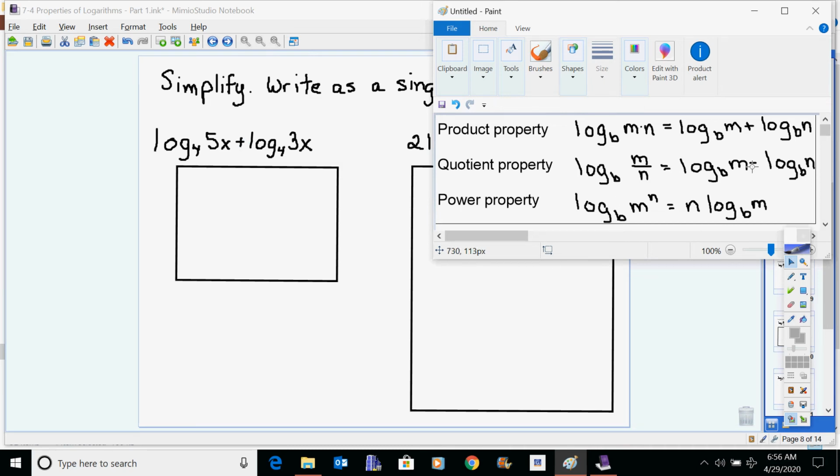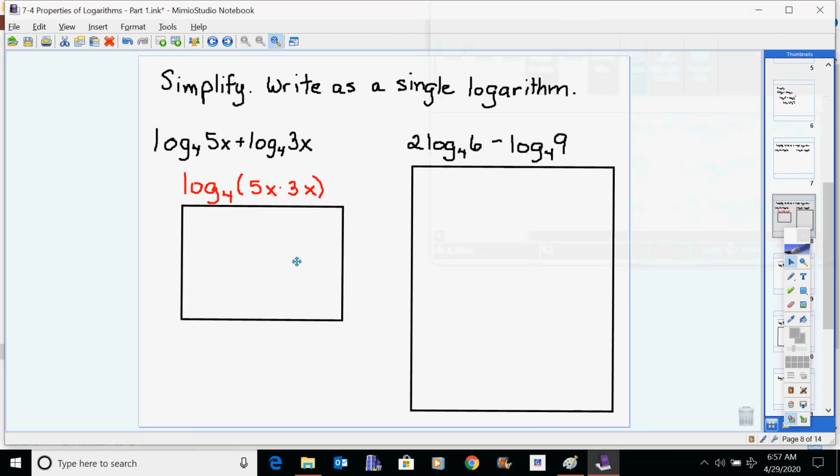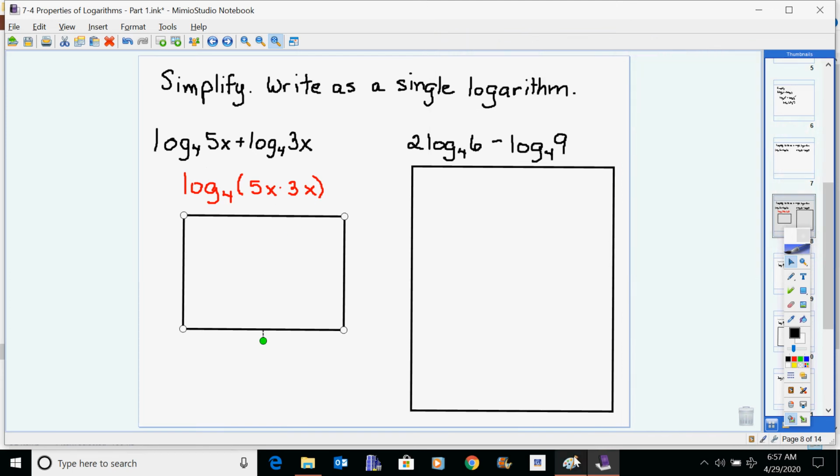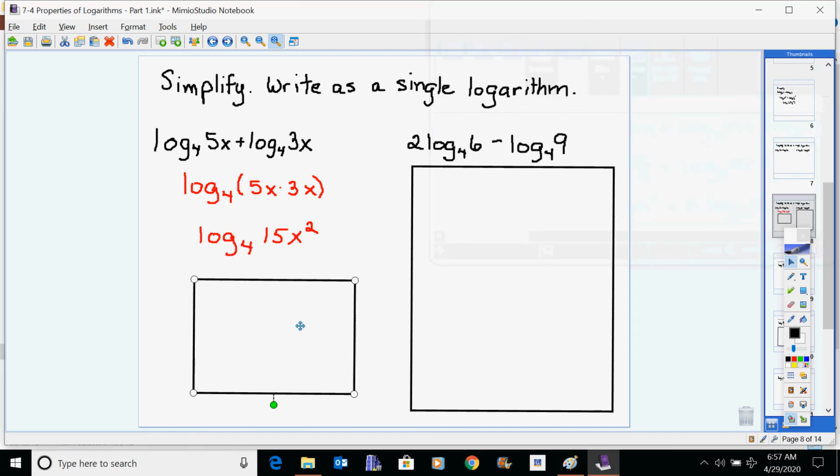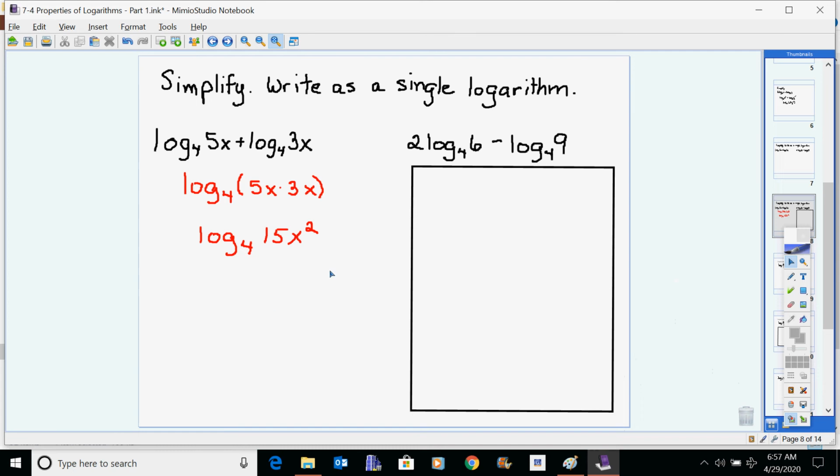There are no subtractions, so we don't have a quotient property, but we do have a plus. So we can do 5x times 3x, because those are in those two spots. And then you can simplify this. So we have log base 4 of 15x squared, brought down into one single logarithm with nothing out front. That's what we were looking for when it says to simplify as much as possible. If you have different bases, that's a whole different issue that we're not going to get to necessarily today.